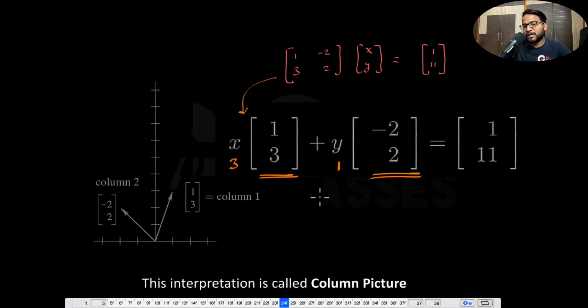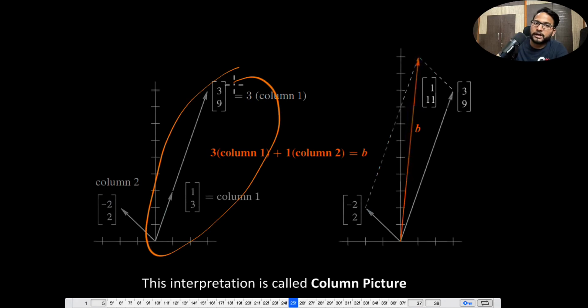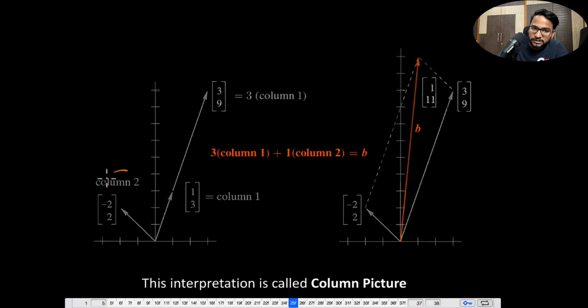So what do I mean by that? These are the two columns, and now the first column times 3 and the second column times 1 gives you this. So here, first column times 3 gives another column, and then the second column times 1. If you just add these two, you are going to get (1, 11), right? So that's what the geometric interpretation means.